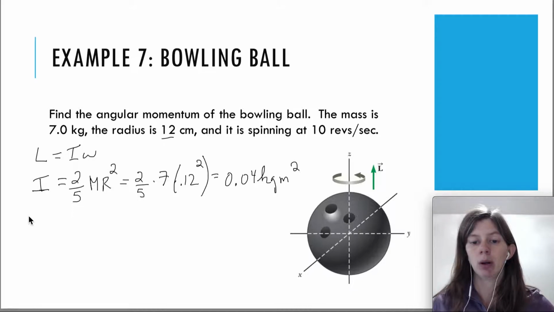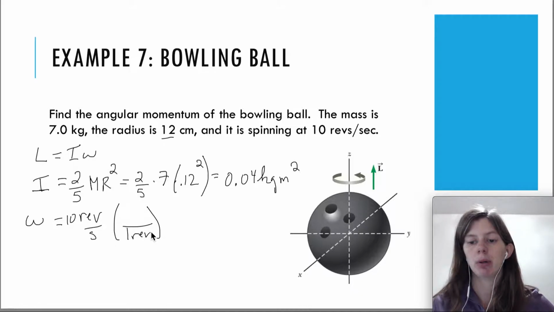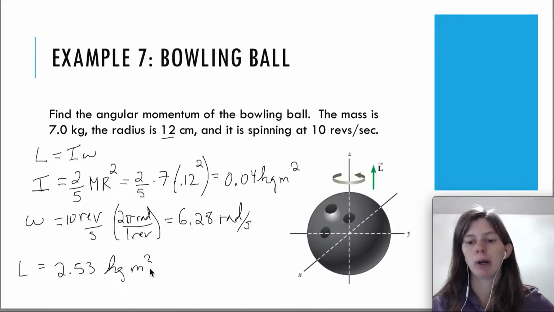And then we need the angular velocity, which is 10 revolutions per second, but we need to convert that to radians per second. So we know that 1 revolution is 2 pi radians. So we multiply 10 by 2 pi, we get approximately 6.28. Don't round in the calculator, and then we just multiply the two numbers together, 0.04 times 6.28, and I got 2.53 kilograms meter squared per second.